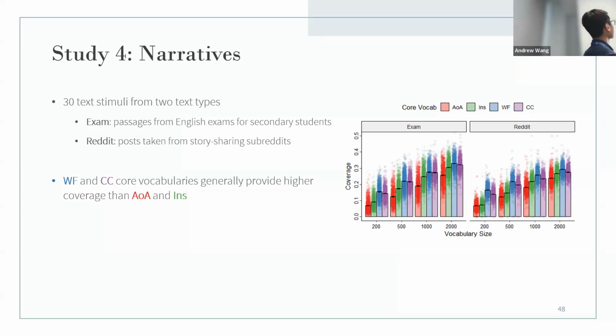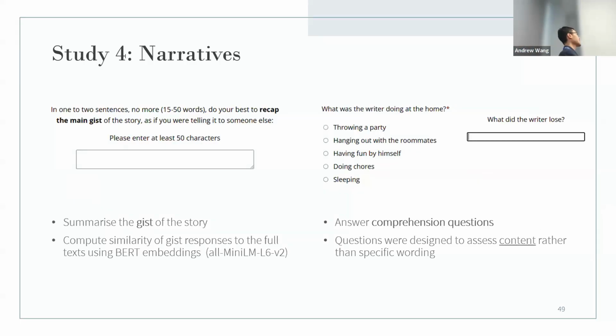And so again, looking at the coverage, we had 30 text stimuli from 2 text types. So the exam stories were taken from English exams for secondary students. They're kind of a more formal, structured style of narrative. The Reddit stories were taken from Reddit posts, and they're kind of more informal and naturalistic style stories. And again, as you might expect, the WF and CC core vocabularies generally provided higher text coverage compared to AOA and in-strength. We tested participants on comprehension by first getting them to summarize the gist of the story in a few sentences. And we compared those gist responses to the full story texts using similarity, using BERT embeddings.